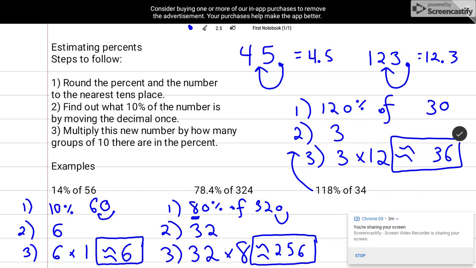So when you are estimating, it is very good to do this when you are unsure if you're doing a problem correctly, and it kind of gives you an idea of an answer. So then when you get an answer that's not really close to it, you know that maybe you did something a little wrong and you have to go back and review.